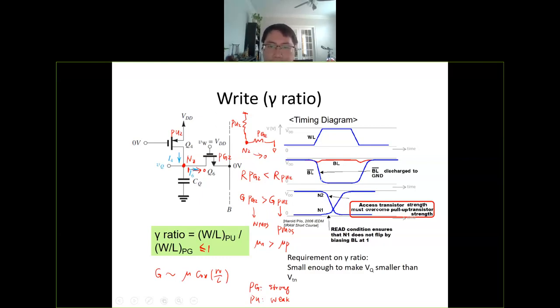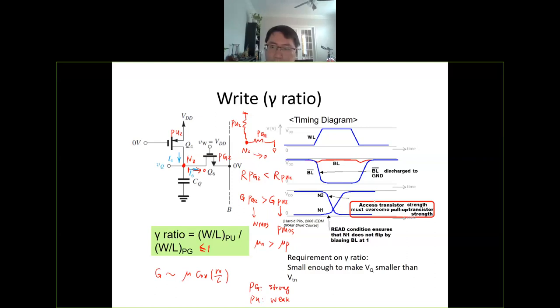Or if you look at the timing diagram, you will see that you prepare the bit line to be 1, bit line bar to be 0, and once you turn on the word line, the N2 node will decay, will drop, and then N1 will increase. Once N2 is below some value, then N1 will keep increasing. So eventually you flip the state. This is how you write the new data into the SRAM cell. You change the state.